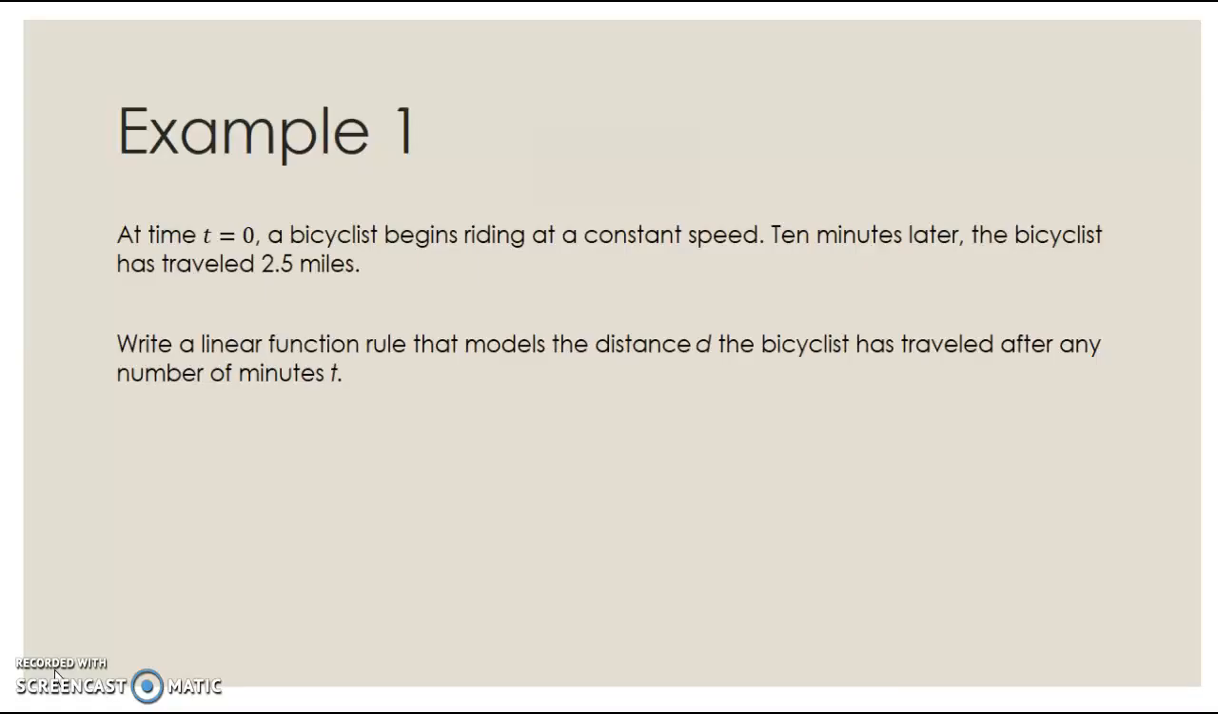So example 1: at time t equals 0, a bicyclist begins riding at a constant speed. 10 minutes later, the bicyclist has traveled 2.5 miles. So we want to write a linear function rule that models the distance d the bicyclist has traveled after any number of minutes t. I can do this multiple ways. I could graph the 2 points and write an equation based off the graph. That's one way. Or I can take what is in the information and work with it from there.